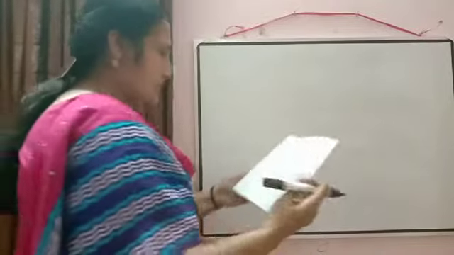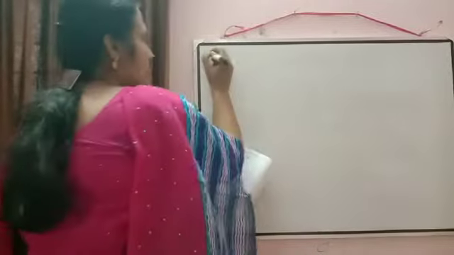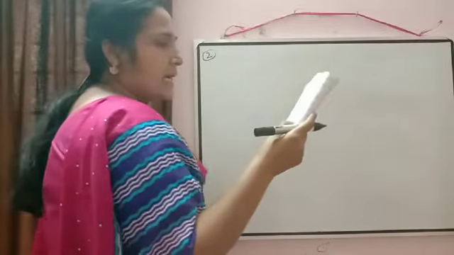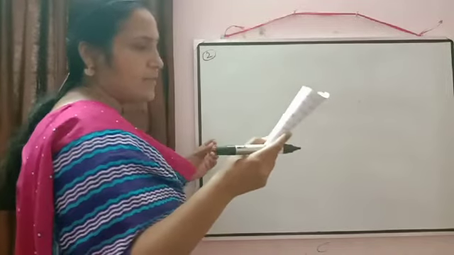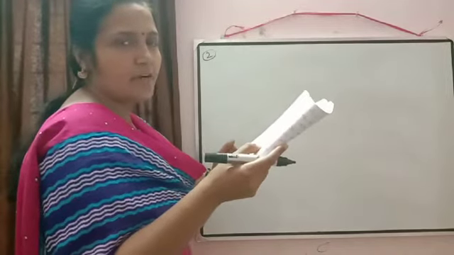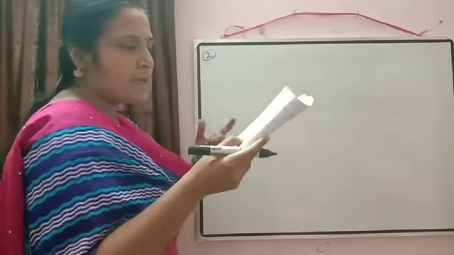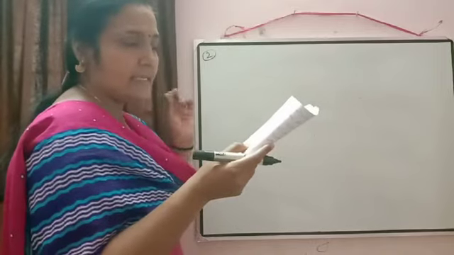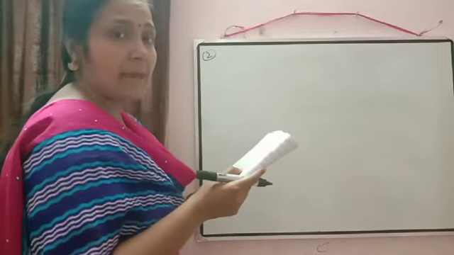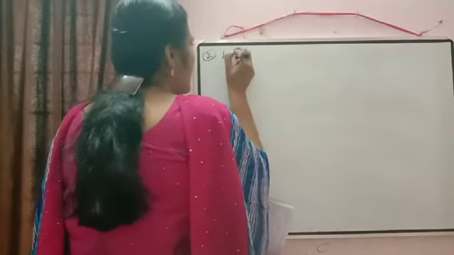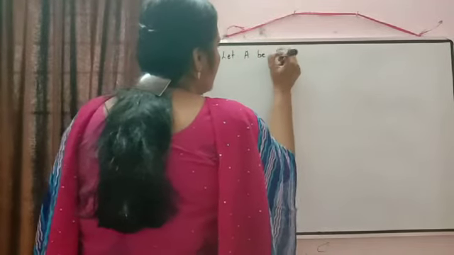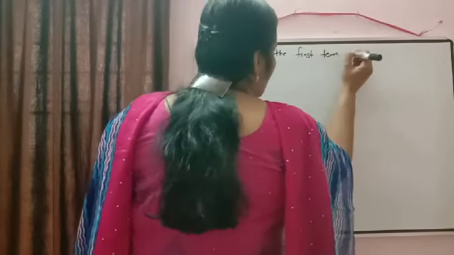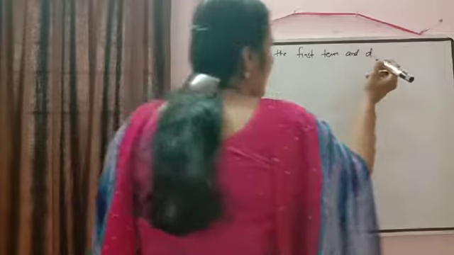In the next question it is written, if the sum of first P, Q and R terms of an AP are a, b and c respectively. Usually we denote the first term of the AP as small letter a. But since in this question small letter a is already used, I am taking the first term of the AP as capital letter A. So you just write down there, let A be the first term and D be the common difference of the AP.